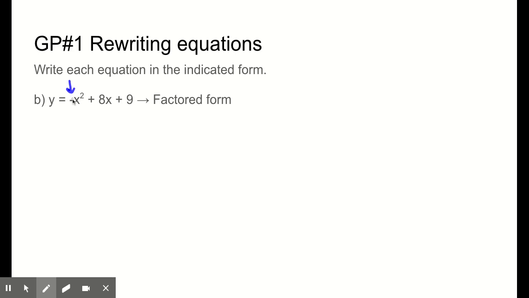So again, toolbox, when your a value is negative, you need to factor out the negative as part of your GCF. So if there's a GCF to take out, the negative needs to come out with it. If there is not another GCF to come out, you're just going to take out the negative. So we're going to divide out the negative, and that's going to basically change all of the signs here. So this is going to become a positive x squared, a negative 8x, and a negative 9.